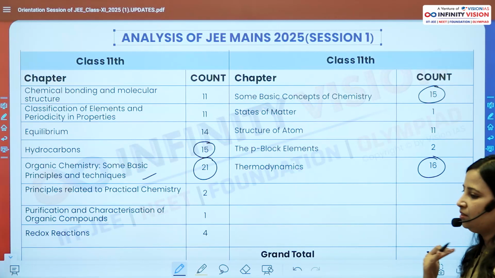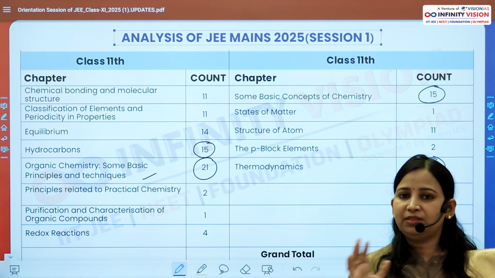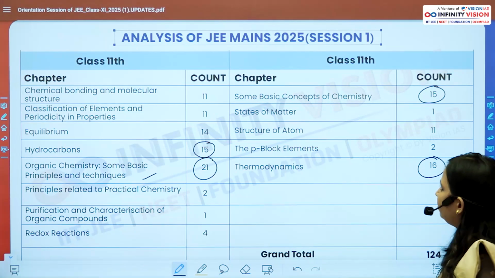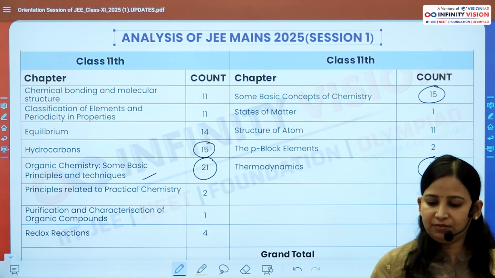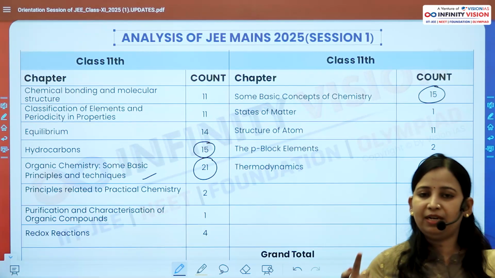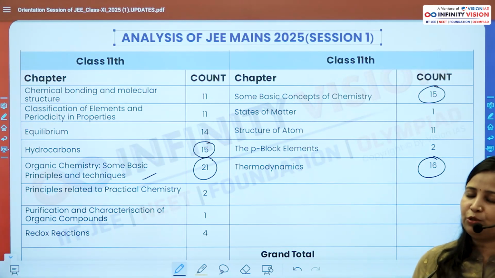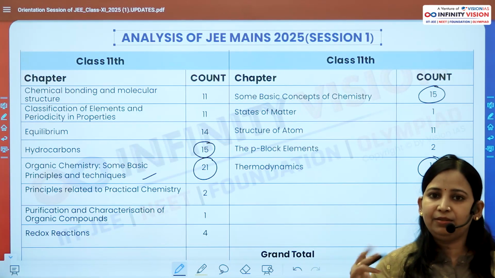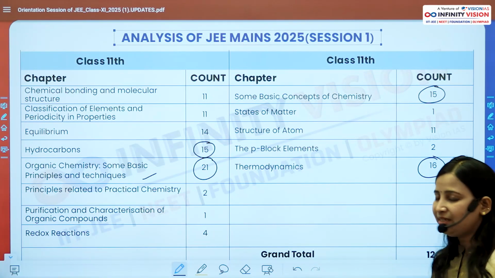In JEE Mains there are around 10 papers attempted on different shifts. Each day there are two papers: one in shift 1, the morning shift, and another in shift 2, the evening shift. So a total of 10 papers come from 5 days and 2 shifts each day. These numbers are obtained from all of these 10 shifts.